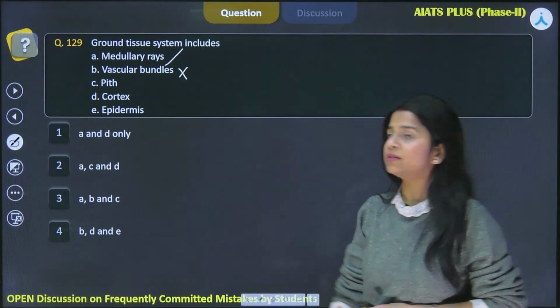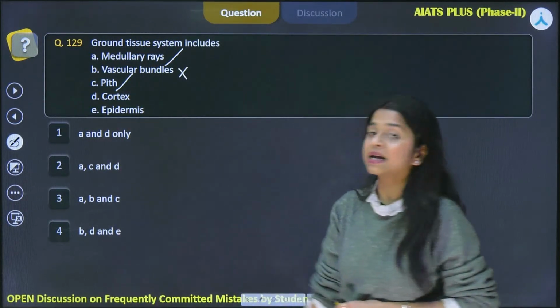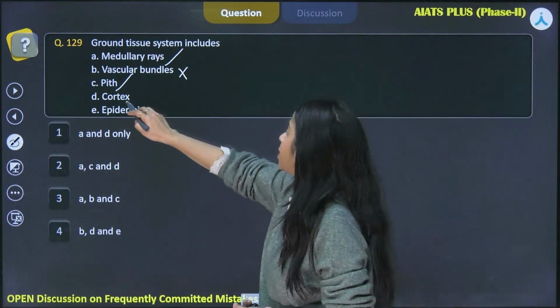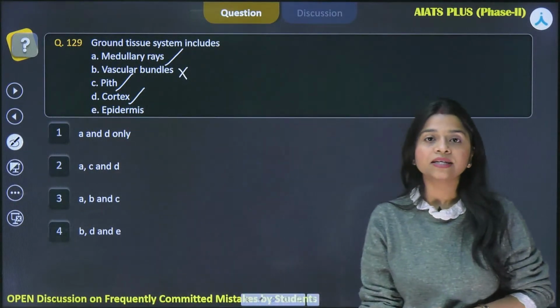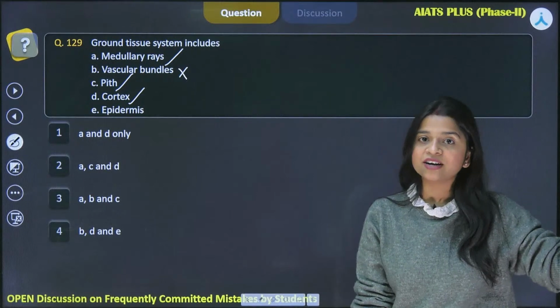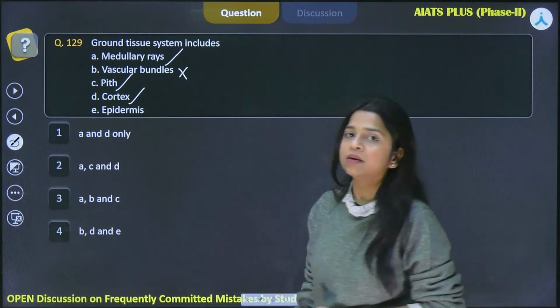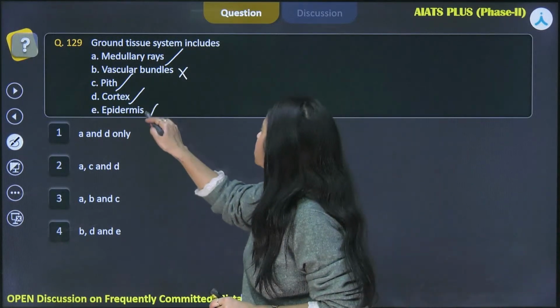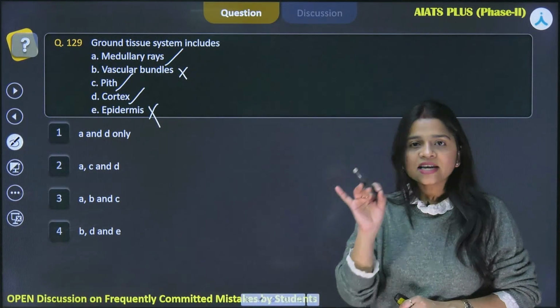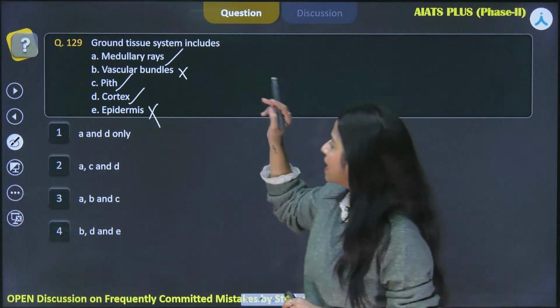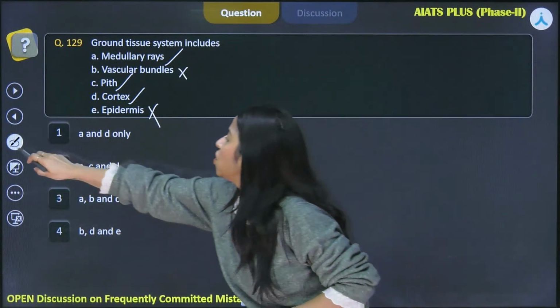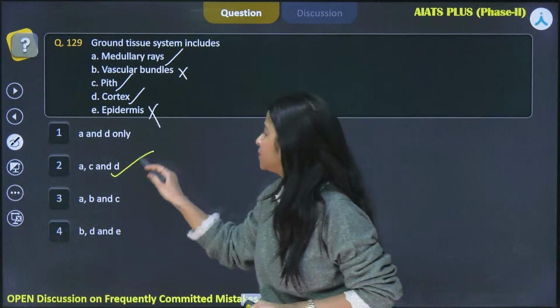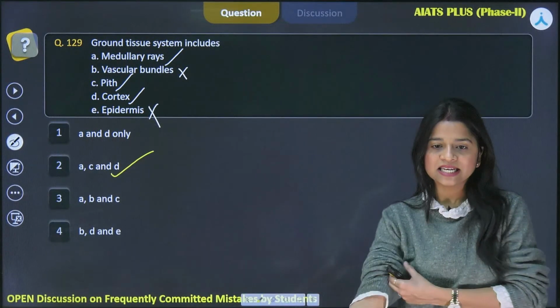Then comes the pith, I just discussed with you. Then comes the cortex. Yes, it is divided into hypodermis and general cortex and endodermis in case of dicot stem. And the last one is epidermis. But epidermis is the part of epidermal tissue system. So this is also not true. So the correct answer for the given question should be A, C and D, and that is your second option. So this is the correct answer. Clear?